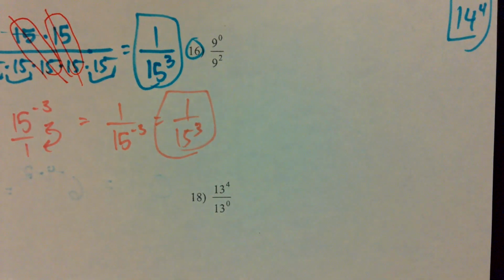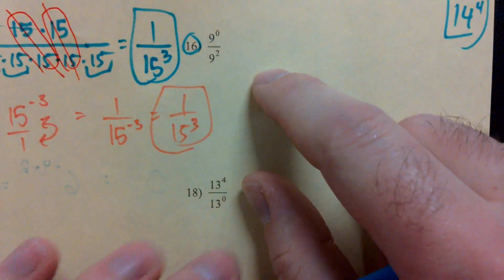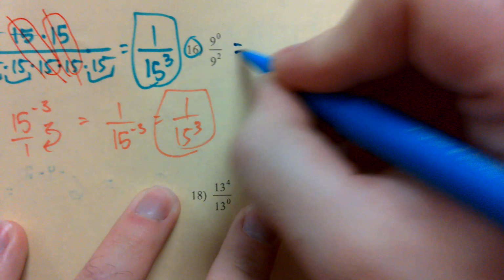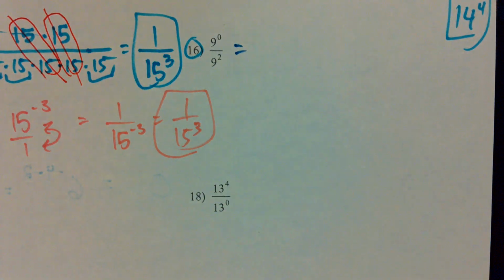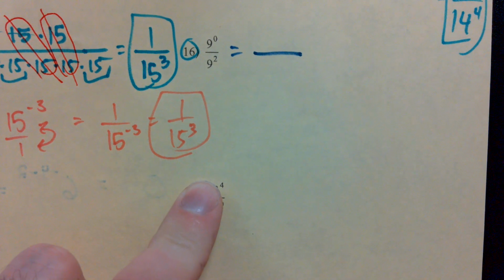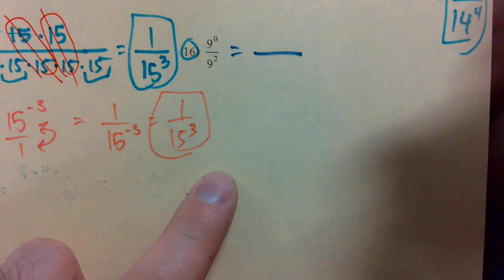Over to 16, we got 9 to the 0th over 9 squared. Again, we could do the quotient rule here, but did anyone see an even quicker way for us to get an answer here? Roz, go for it. One more time, sorry. It's just 9 here. Yes, so on the bottom we just have 9 squared. What's 9 times 9 equal to? 9 times 9? 81, good.